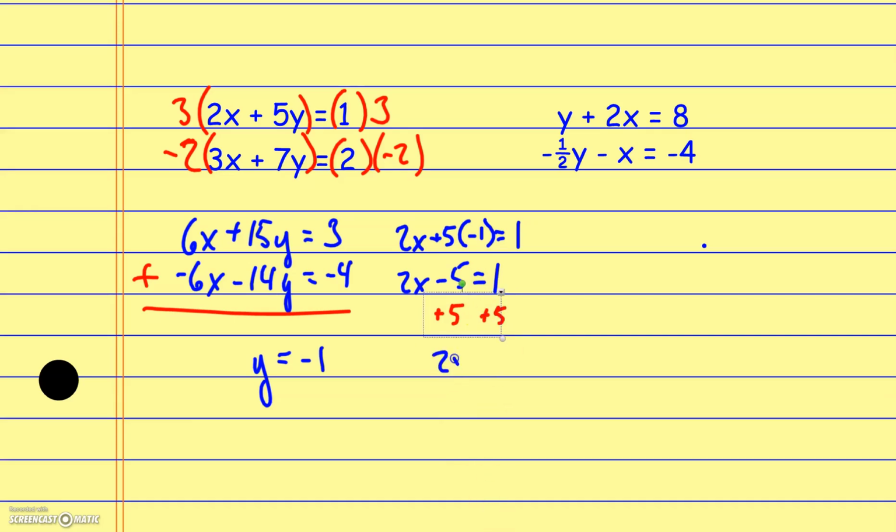So I find out that 2x equals 6. And then from here, I just have to divide each side by the 2. And I find out that x equals 3. Okay, so I get this ordered pair, 3, negative 1. It's just a nice way to express my answer.